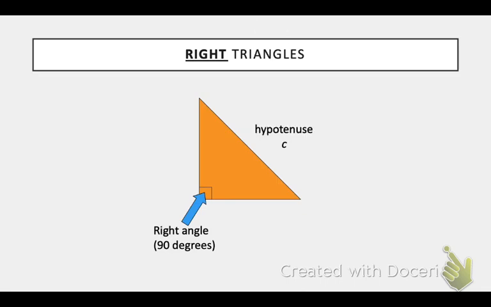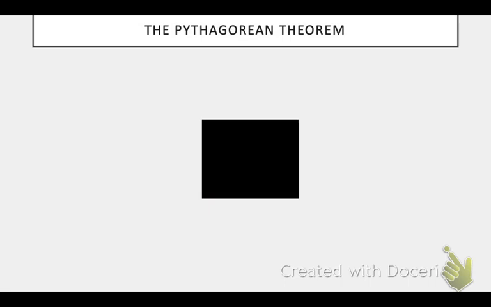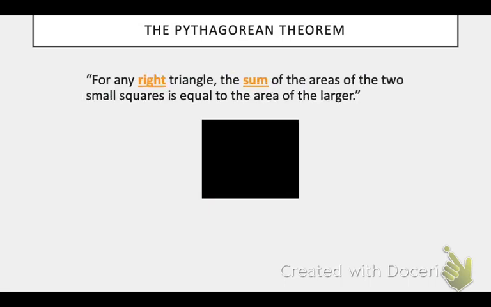The side directly across from the right angle is the hypotenuse, okay? And it's always labeled as the letter C. Then on the sides of my triangle, I have my legs, and they're leg A and leg B, and it doesn't matter which one is A, and it does not matter which one is B. Okay, so they're the legs.